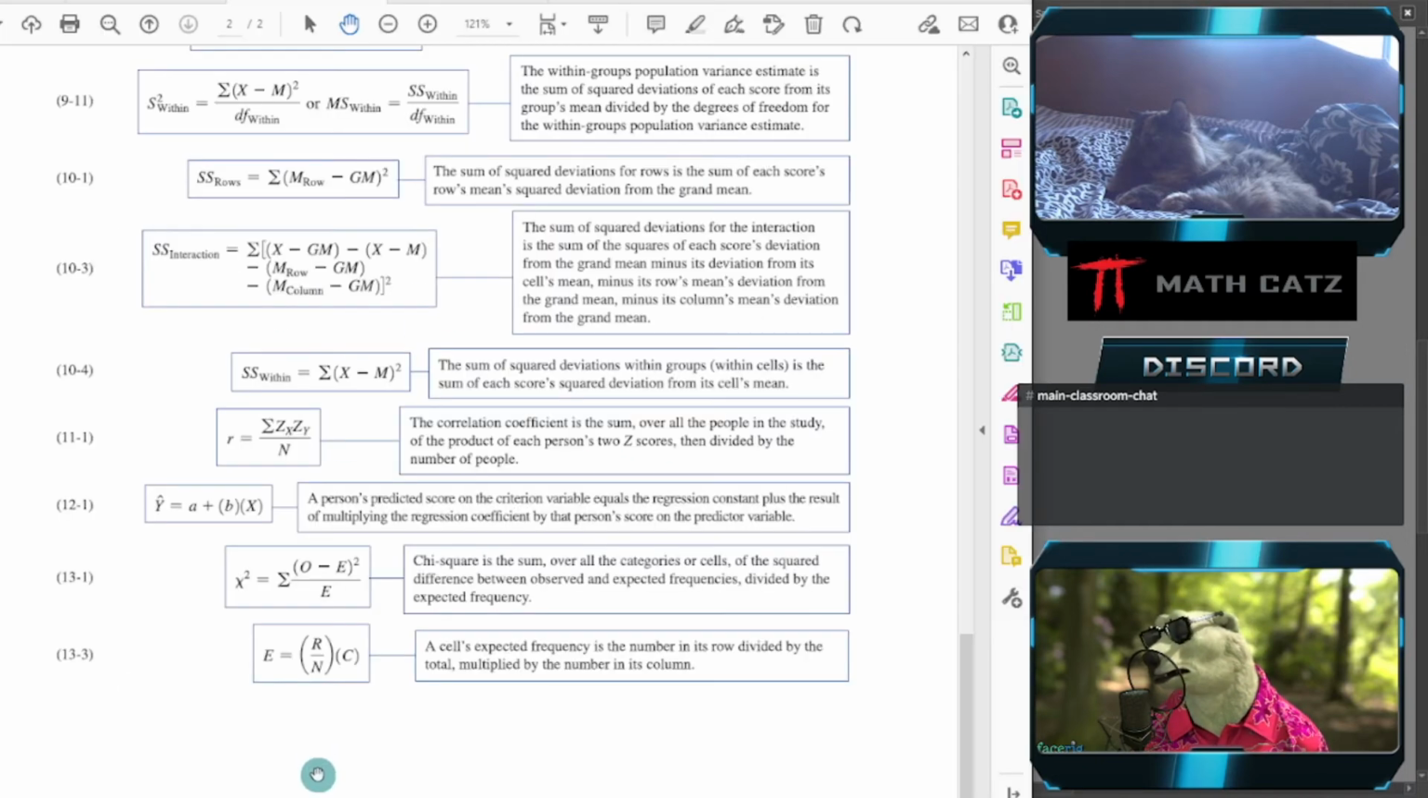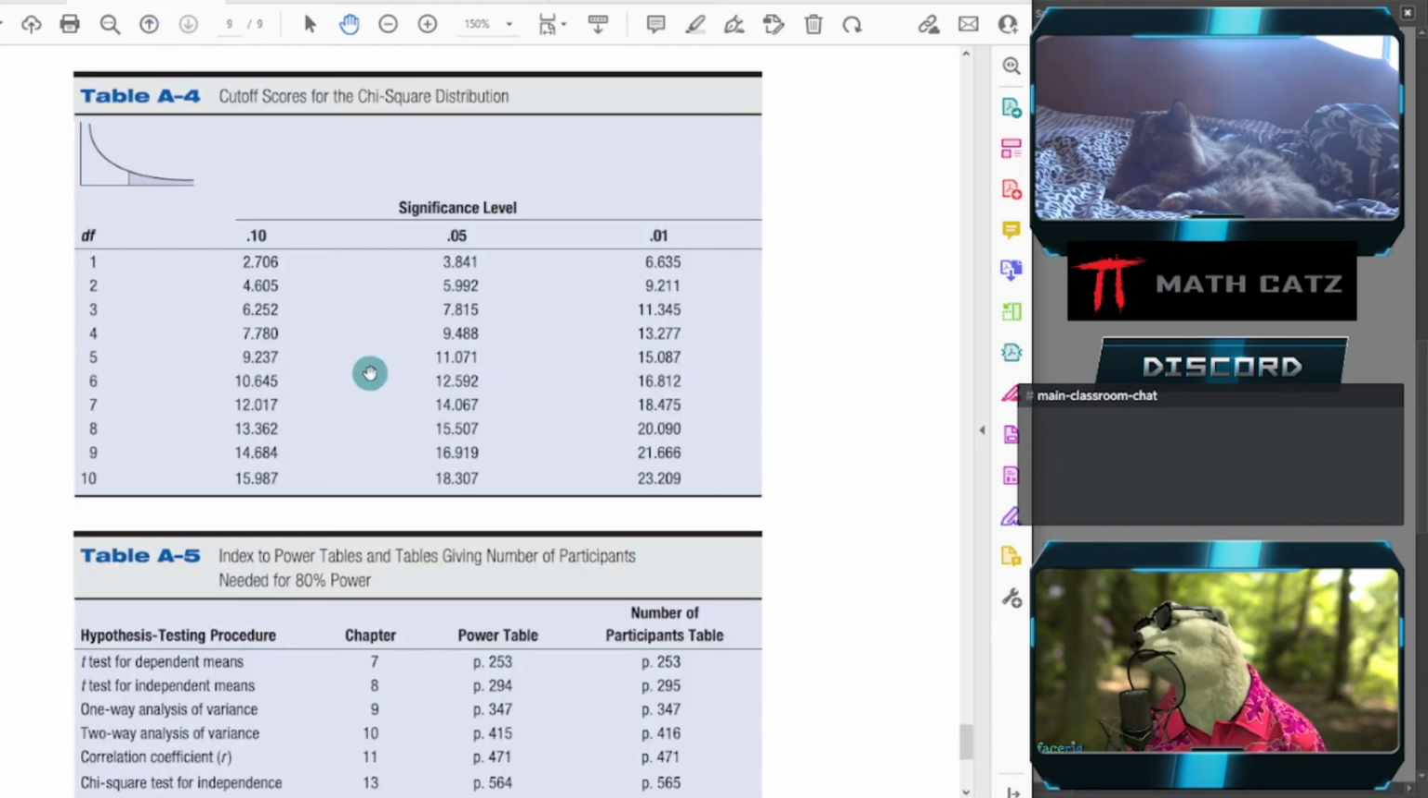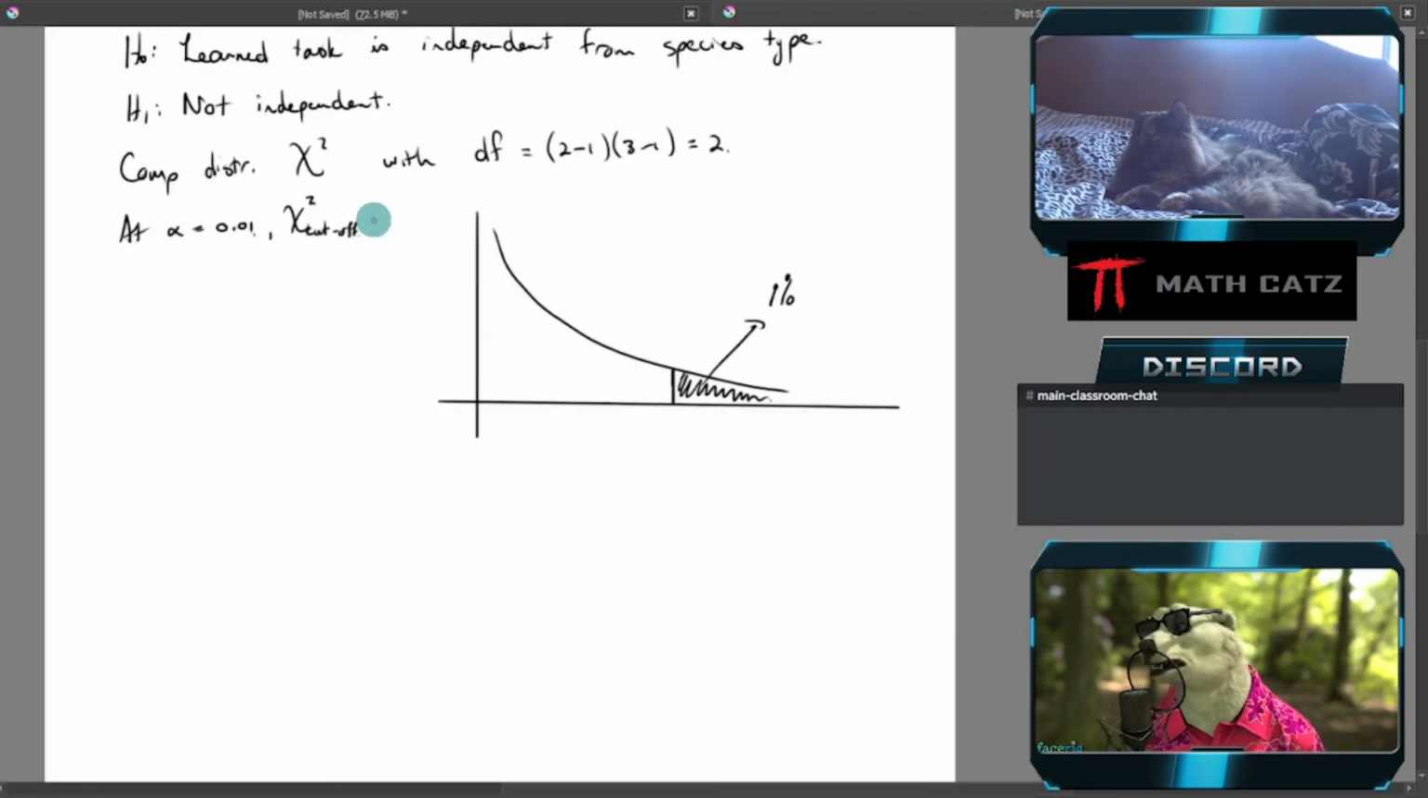What is that cutoff? 1%, alpha of 0.01, degrees of freedom 2, 9.211. So that's going to be 9.211. Now we want to see, okay, we have a clear cutoff that everyone agrees on. This is a way to defend our conclusions.